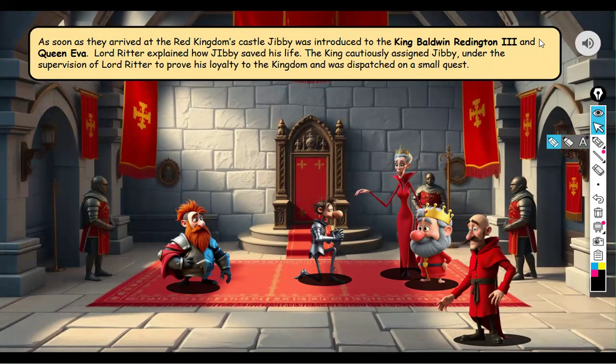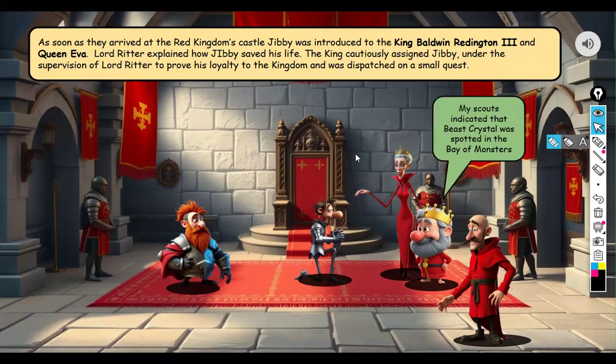As you all remember from last week, Jimmy saved Lord Ritter's life by knocking Gum Gum off the cliff. The whole premise of this story is that there's something called beast crystals that are used to control monsters around the kingdom. And of course, as we go on, you'll get more explanations.